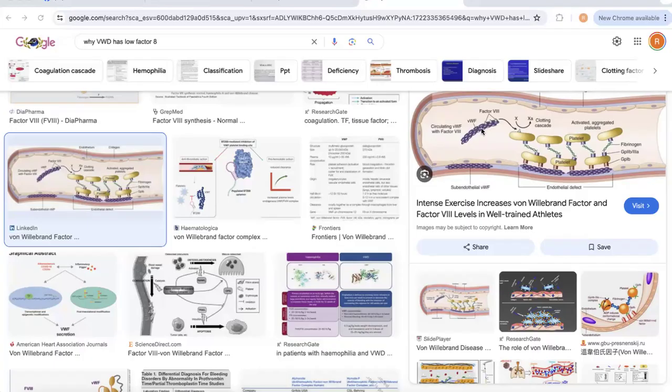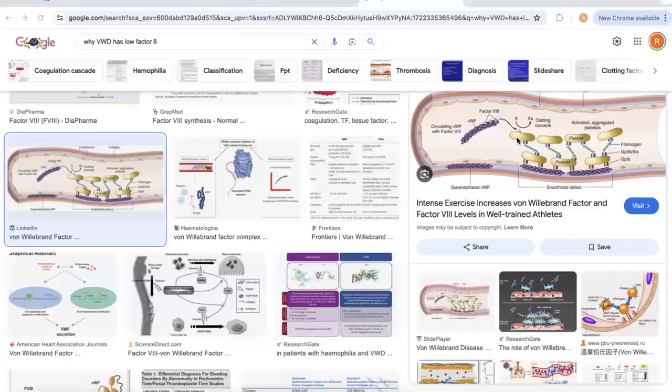Okay, so because of lack of von Willebrand factor, it cannot get connected with the platelet. So the clotting cascade also doesn't start. So the patient bleeds. Okay, because von Willebrand factor is not getting added, factor 8 is also not working because of that.